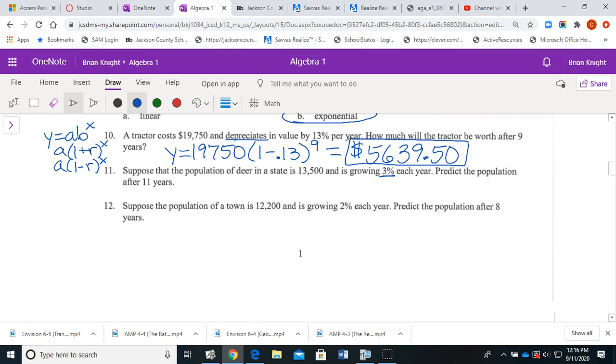11. Suppose that the population of deer in a state is 13,500 and is growing 3% each year. Predict the population after 11 years. So, same process. Y equals, we have how much to begin with? 13,500. We are growing by 3%, so that's 1 plus 0.03. And to the what power? 11 years. Make sure you don't put 0.3. 0.3 is 30%, 0.03 is 3%.